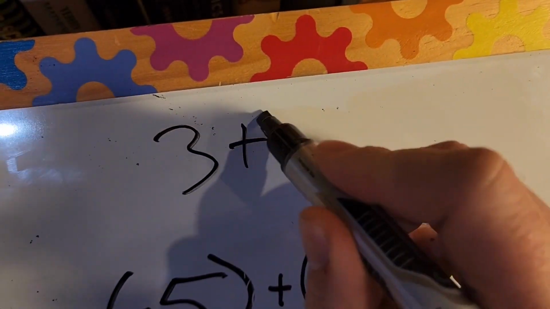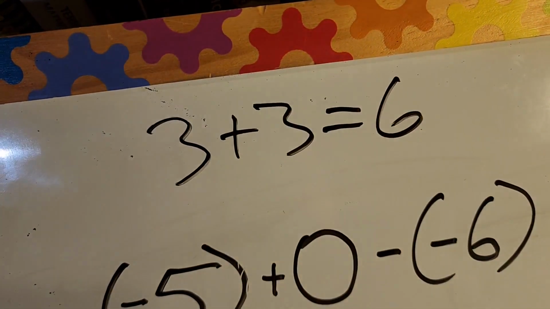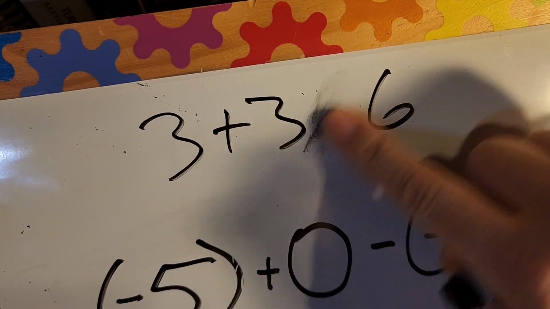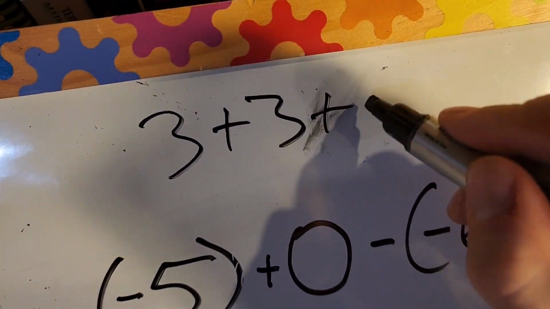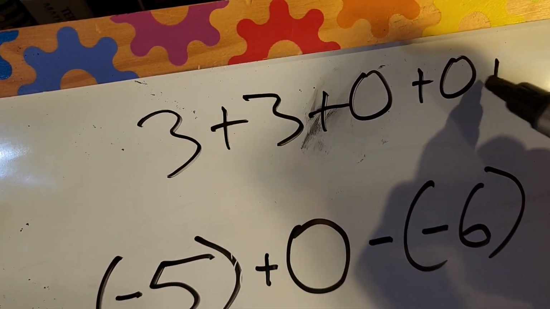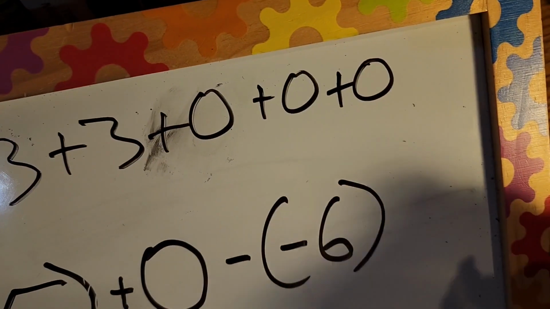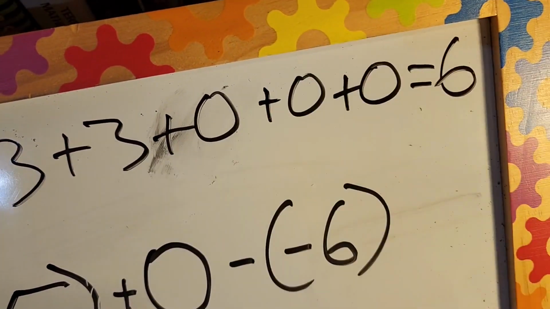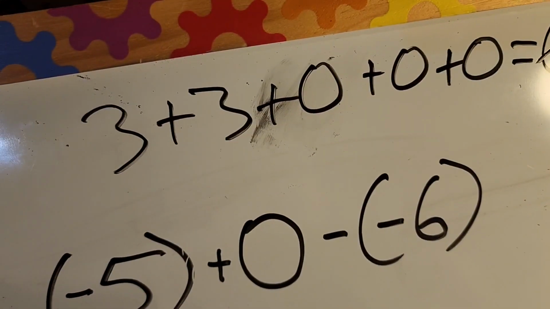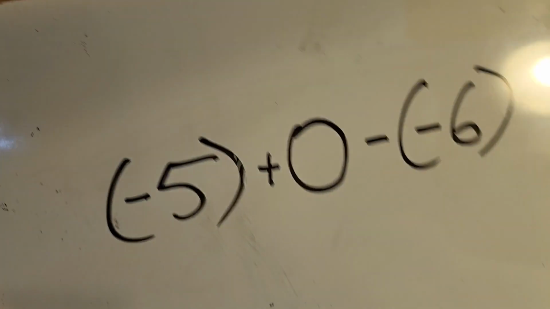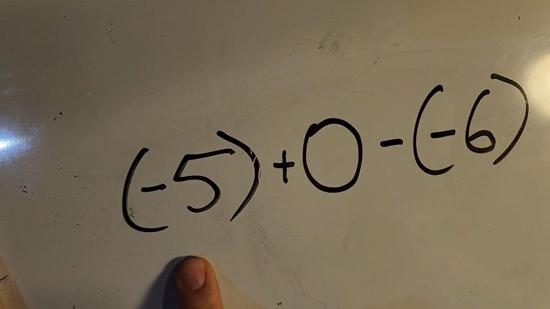3 plus 3 equals 6. Okay. So 3 plus 3 plus 0 plus 0 plus 0 equals 6. Adding zeros to a question really shouldn't change very much. So that's what I did. I got my 5 ghosts, and I've added a 0.